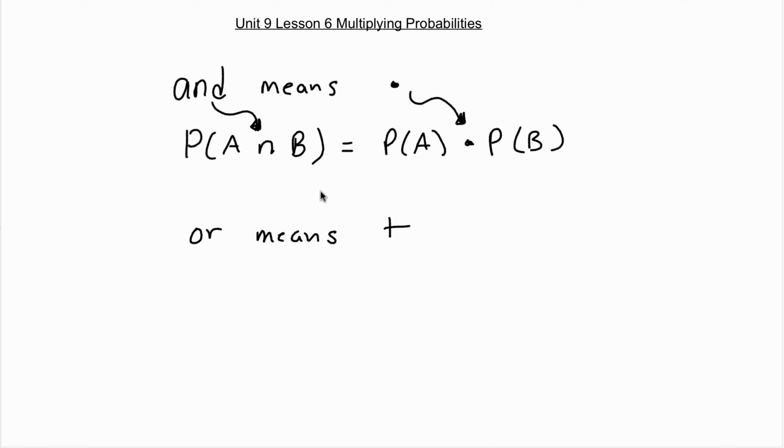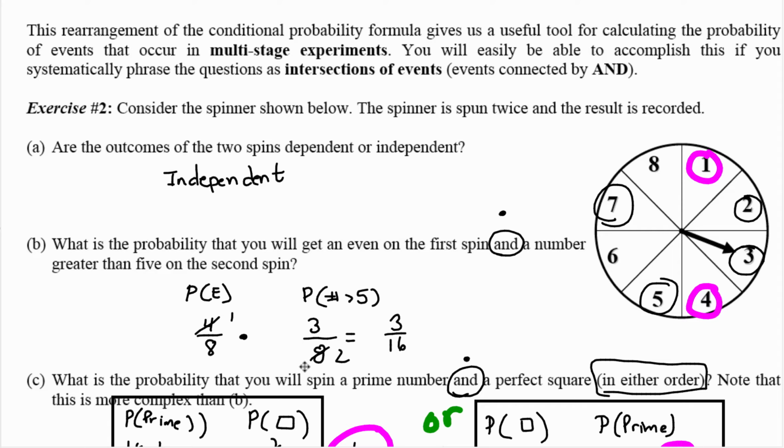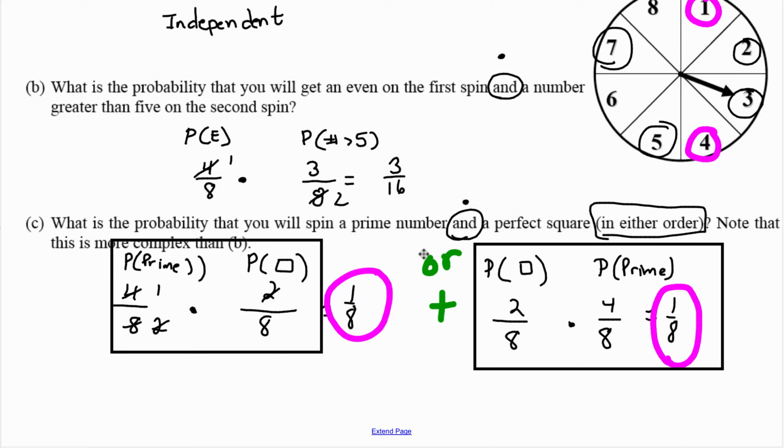Or means I add together, and and means I multiply. Well, here was the and happening right here. I get a prime number and a square. Or I could win with a square and a prime number. So when I add these final things together, 1/8 plus 1/8 is 2/8, or there's a 1/4 chance of these events happening. So that's why it's very important to read carefully. I had to do both and or.